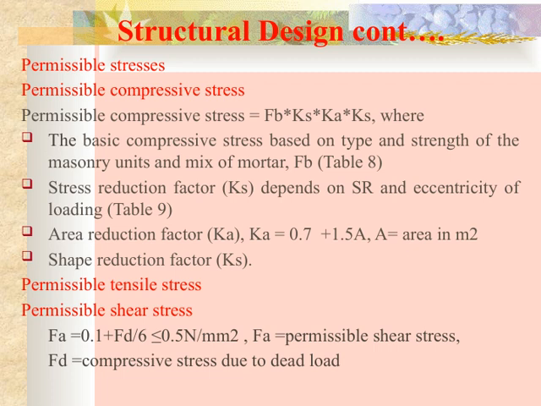Lastly, for shear stress, we have a formula. Fa equals 0.1 plus F divided by 6, which should not exceed 0.5 N squared. Here, Fa is the permissible shear stress, and F is the compressive stress due to dead load. All these factors together help us ensure that the structure remains safe and durable under various loading conditions, aligning with our overall goal of sound structural design.